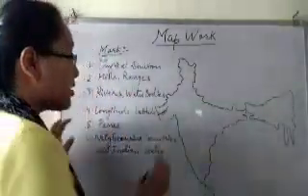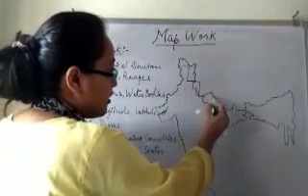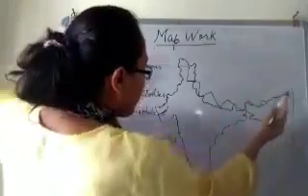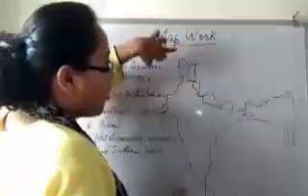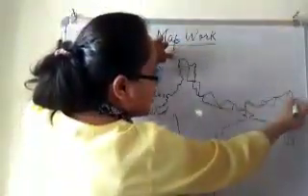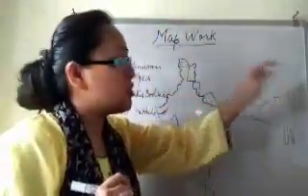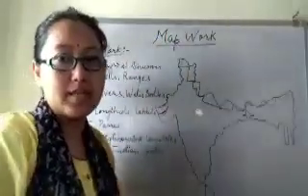For the physical division, we are going to mark first the northern wall. You extend it from here till here, right? From the north to the northeastern extent. So you mark like this. This is the northern Himalaya, or the Great Himalayan Belt, right?